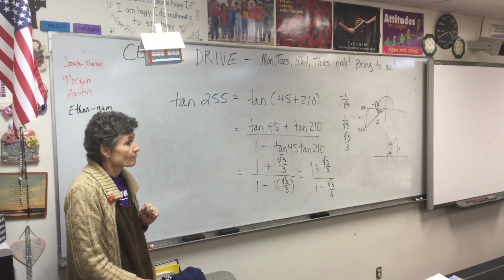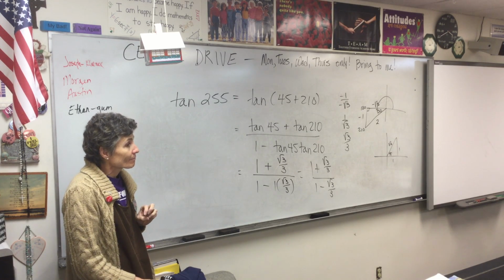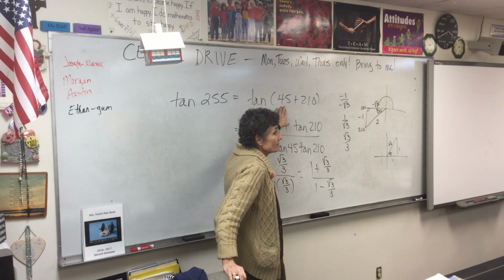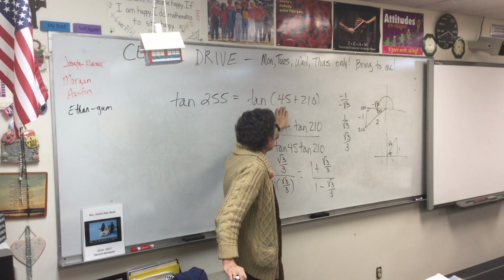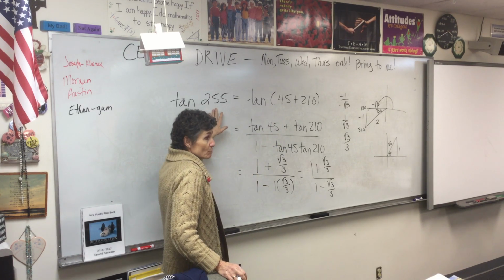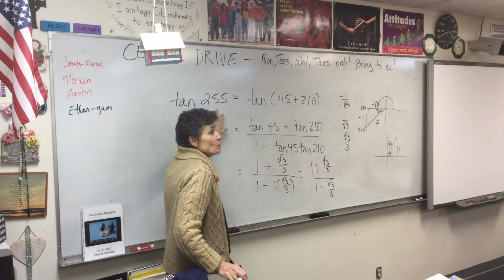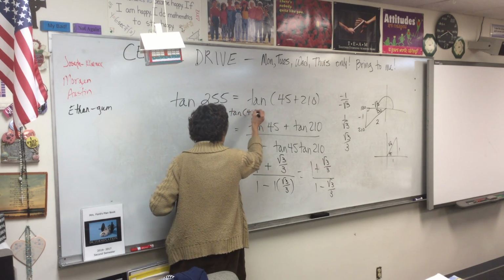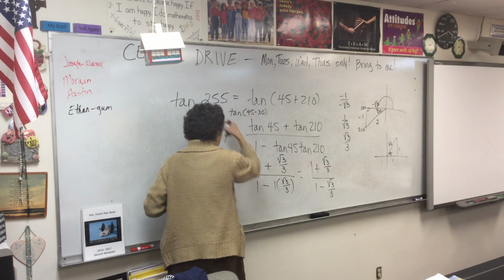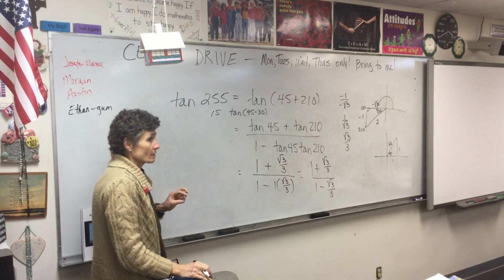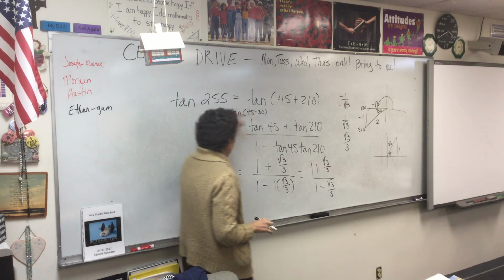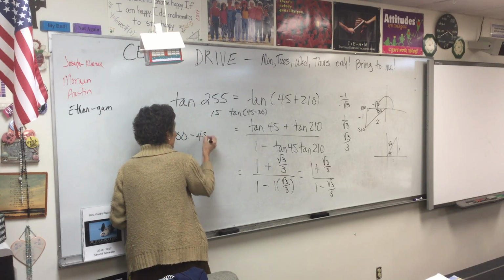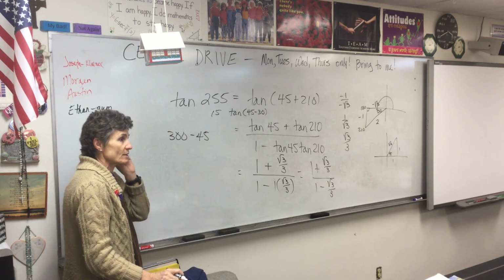Jack, like where you have 45 plus 210 at the top. When would that be a minus? If the angle you were trying to get, you had to subtract to get it. So if you were doing 15 degrees, you would be doing the tangent of 45 minus 30, because that's how you get 15. And there are probably angles you could subtract to get 255 too. You could do 300 minus 45. That would do it for you, and you'd be using the minus formula.